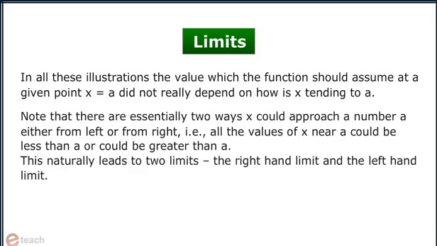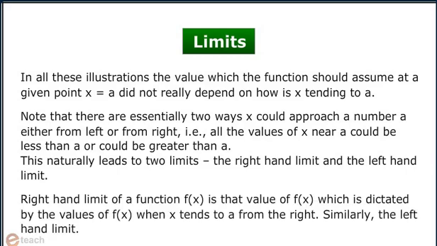Note that there are essentially two ways x could approach a number a, either from the left or from the right. That is, all the values of x near a could be less than a or could be greater than a. This naturally leads to two limits, the right-hand limit and the left-hand limit. The right-hand limit of a function f(x) is that value of f(x) which is dictated by the values of f(x) when x tends to a from the right. Similarly, the left-hand limit.